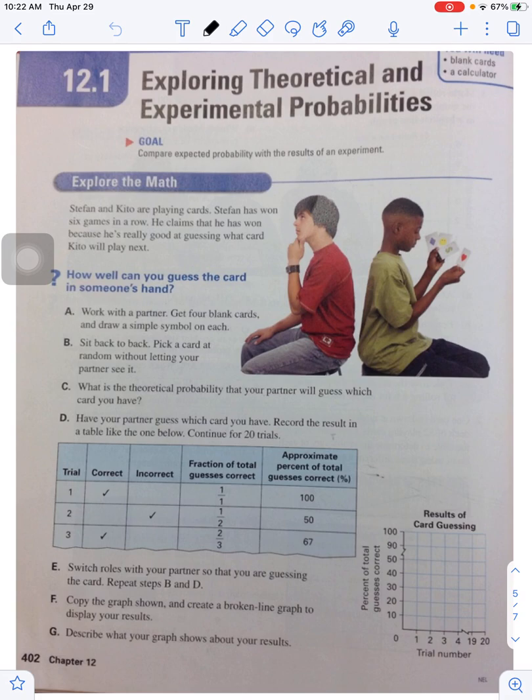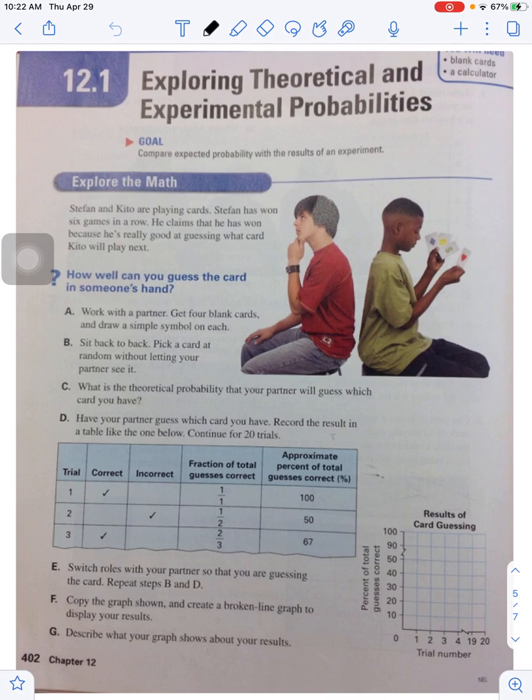So in step C, it says, what is the theoretical probability that your partner will guess which card you have? Well, if there's 4 cards and you're guessing randomly which one it is, you should be right 1 out of 4 times. So in probability, that would mean as a fraction, that would be 1 over 4. As a decimal, that would be 0.25. Or as a percent, that would mean that you should be correct 25% of the time.